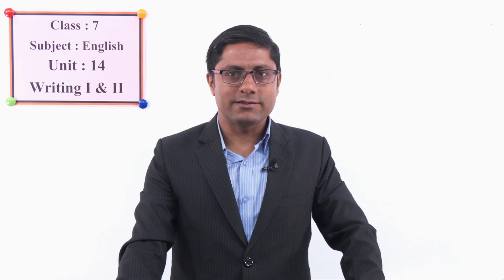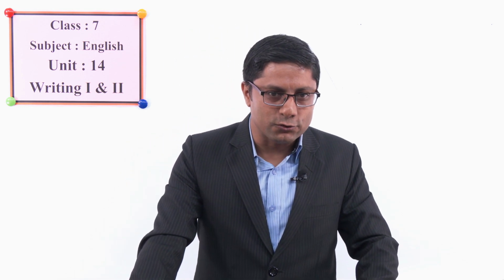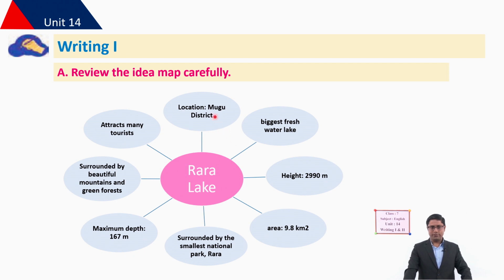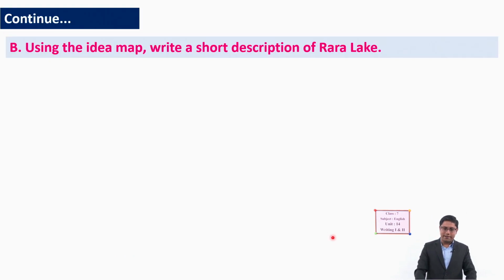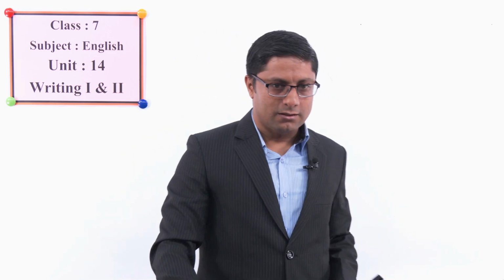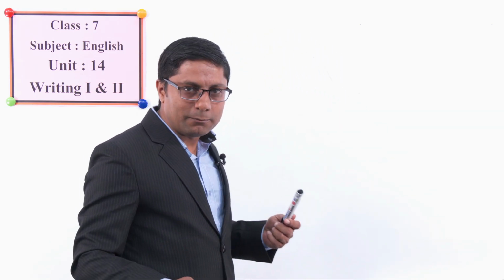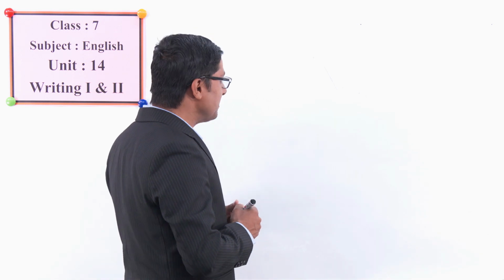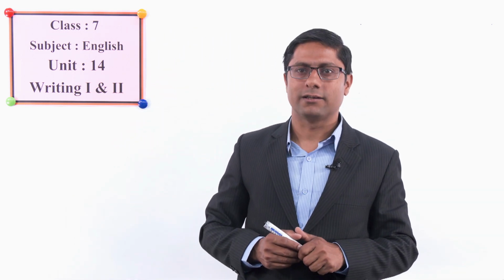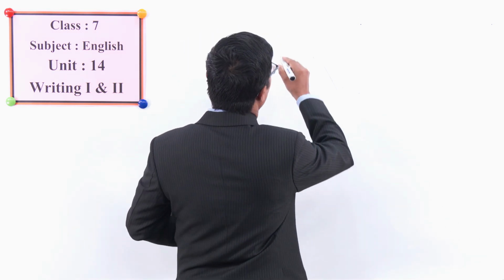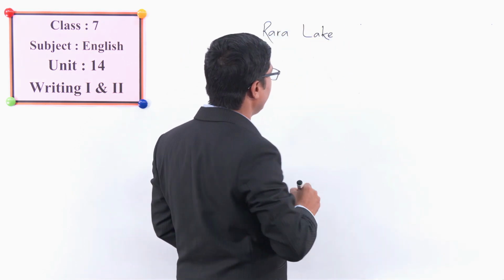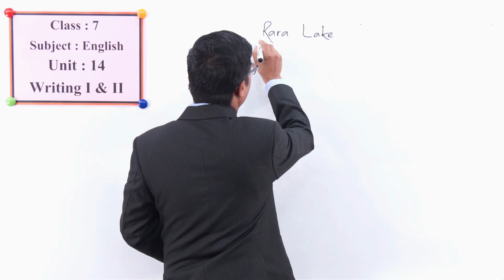Okay, dear students, now we are going to write a paragraph using the idea map given in your book. Please look at the board to see how we develop a paragraph using the idea map. So, first what do we write? Can you say what we write first? Okay, we write the title. What's our title? Rara Lake.